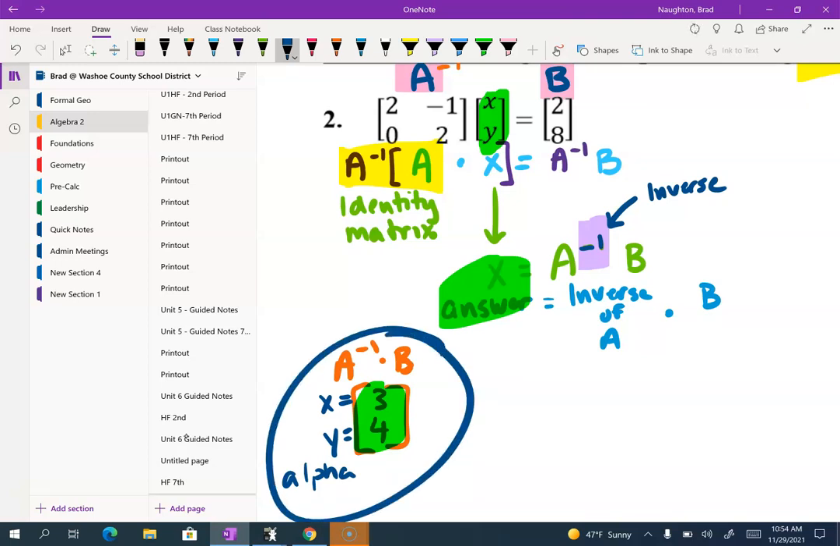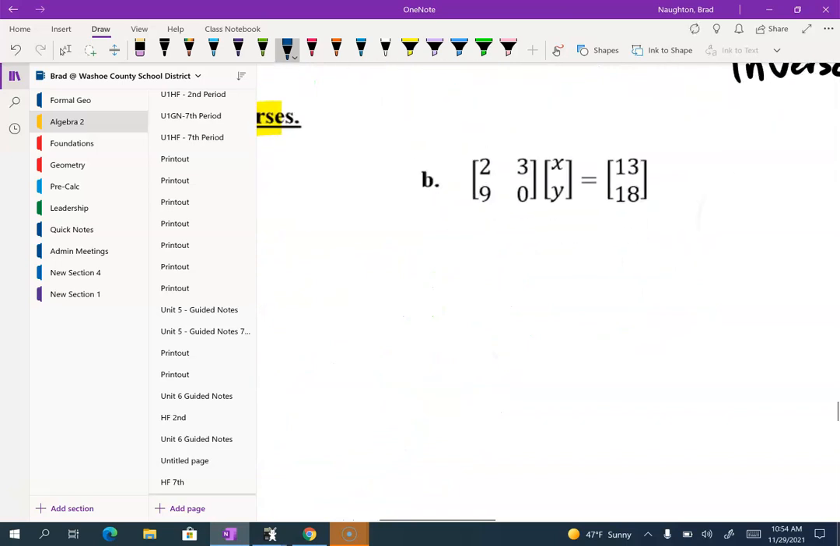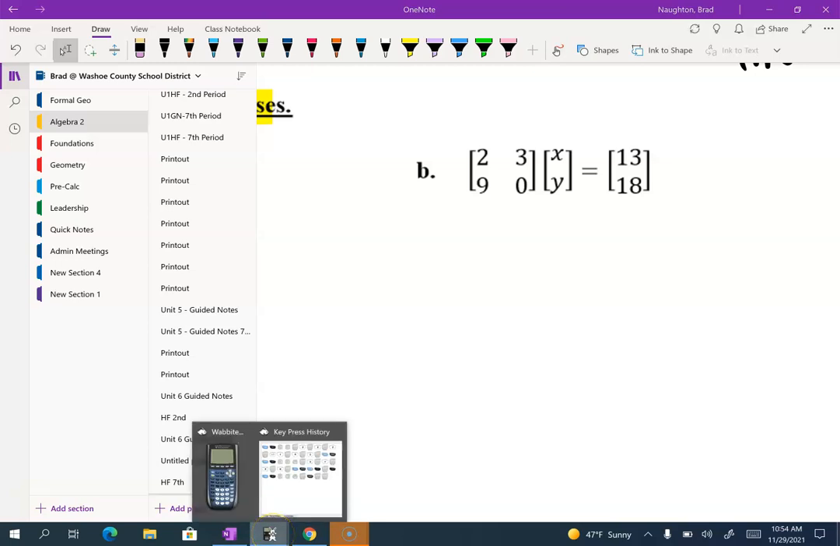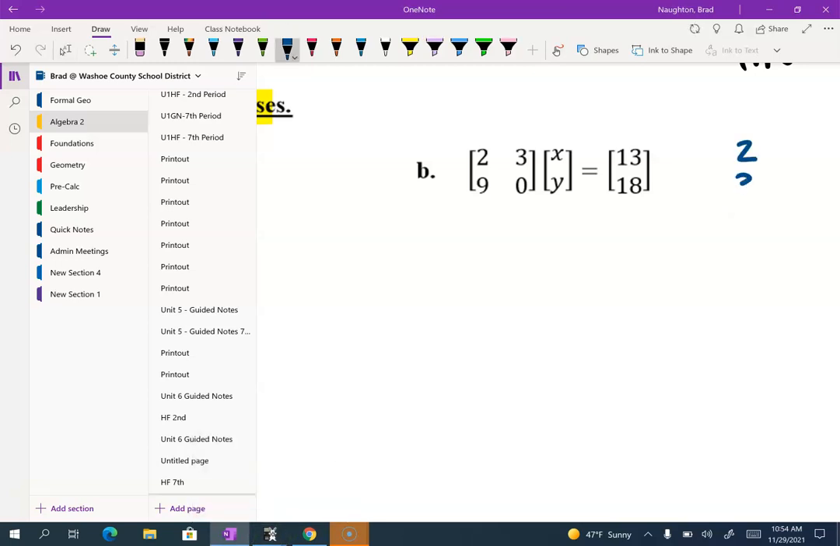All right. So hit pause. Why don't you try this next one? Why don't you try B and then come on back? All righty. So let's see. If you did this right, you should have gotten the answer 2, 3. So if you got that, you can skip to the next part. If we need to keep going, then let's check this out.